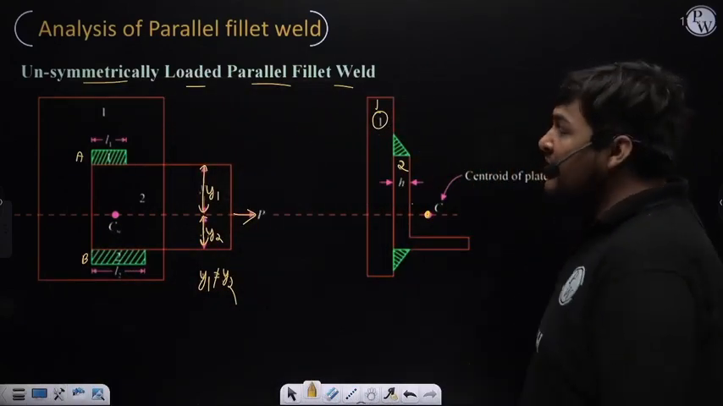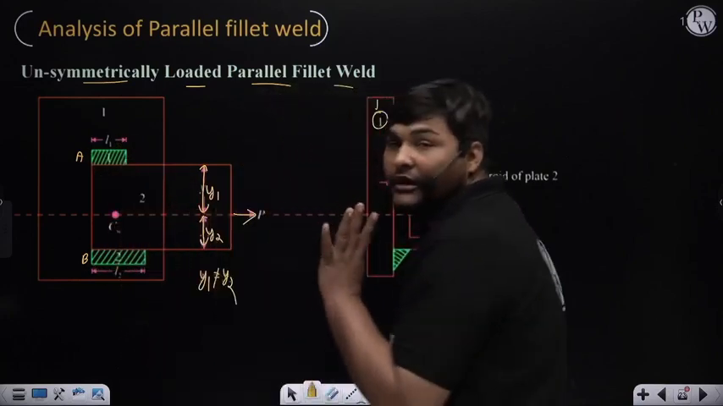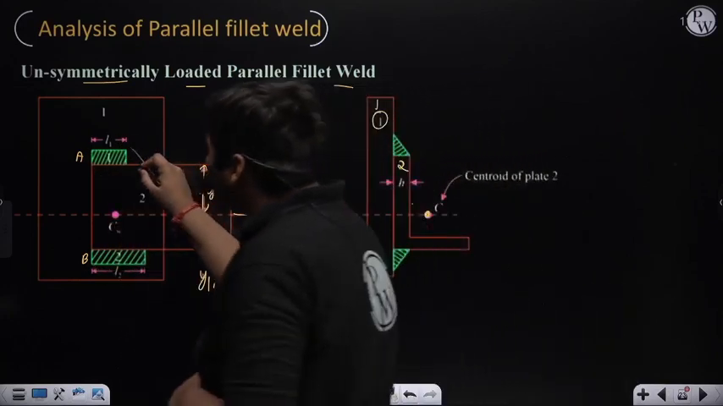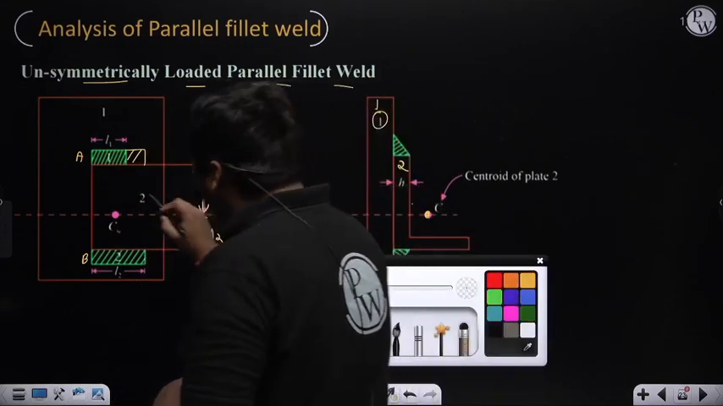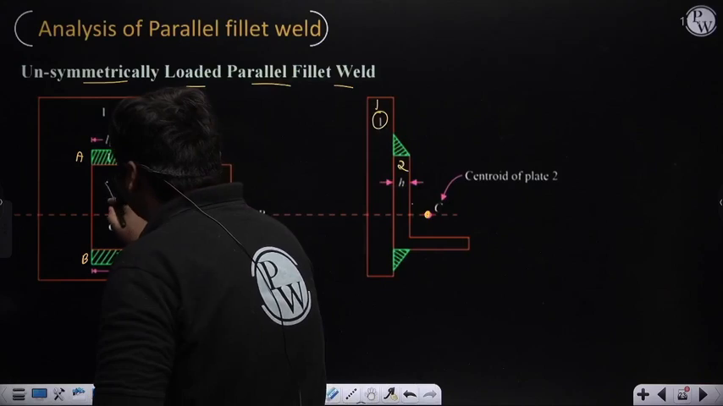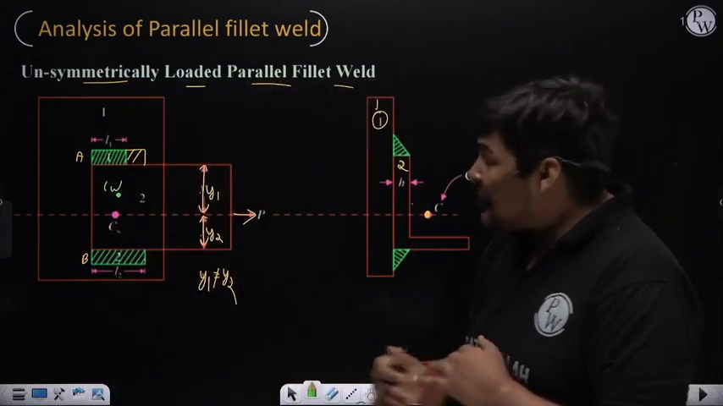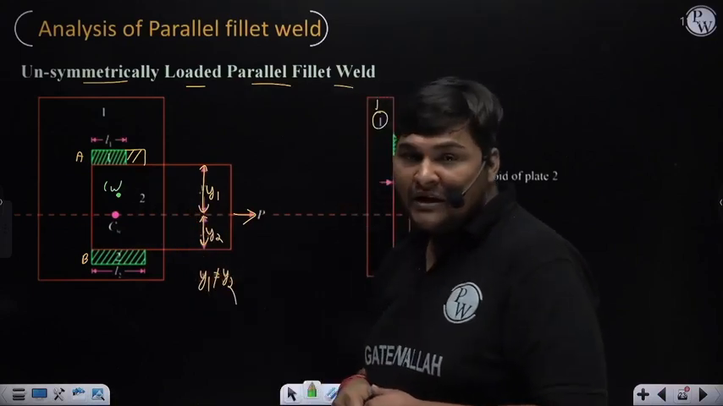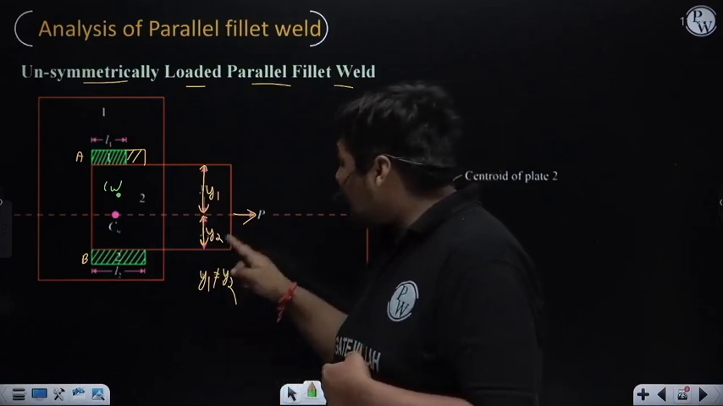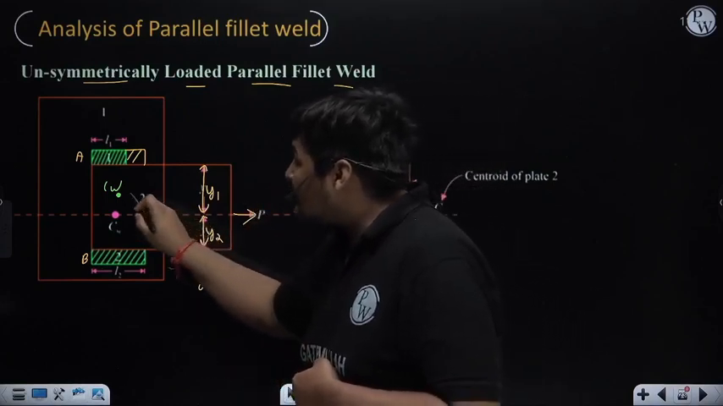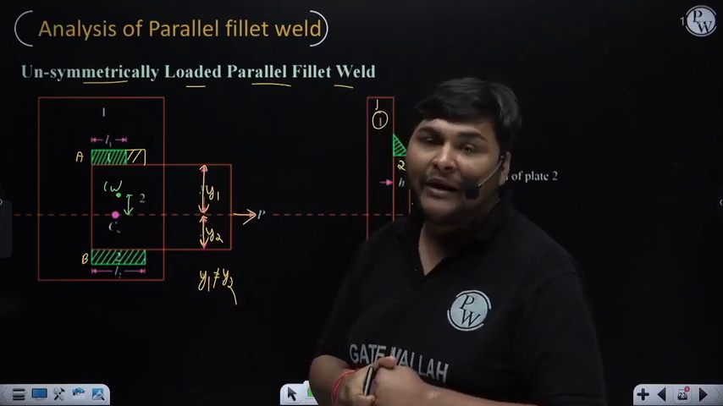Now in unsymmetrically loaded parallel fillet weld, if you take the length of both welds equal, the combined centroid of weld will come exactly at the midline. But the line of action of force P is not coming at the midline. So definitely in that case, the line of action of load P will not pass through the combined centroid of weld.